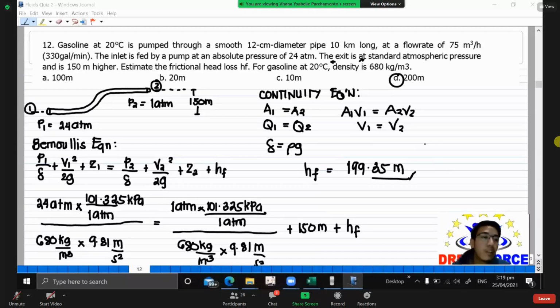Yan. So nagamit natin yung Bernoulli's equation natin. Ano yung mga hindi nagamit? Yung flow rate, hindi na natin nagamit. Siguro pag hinanap yung velocity, pwede pa. Pwede siyang gamitin.